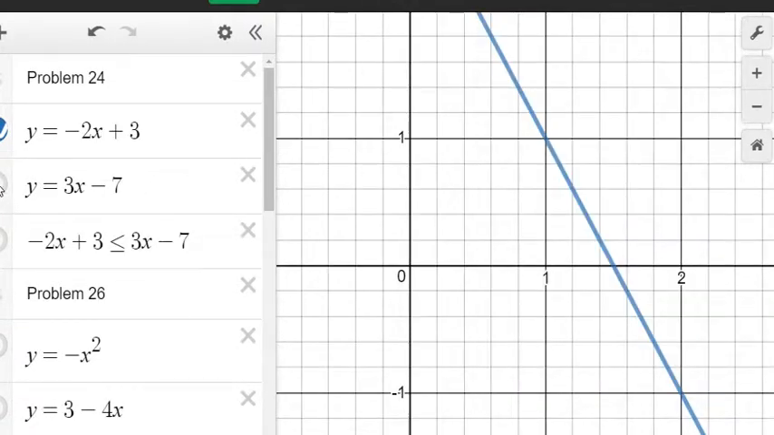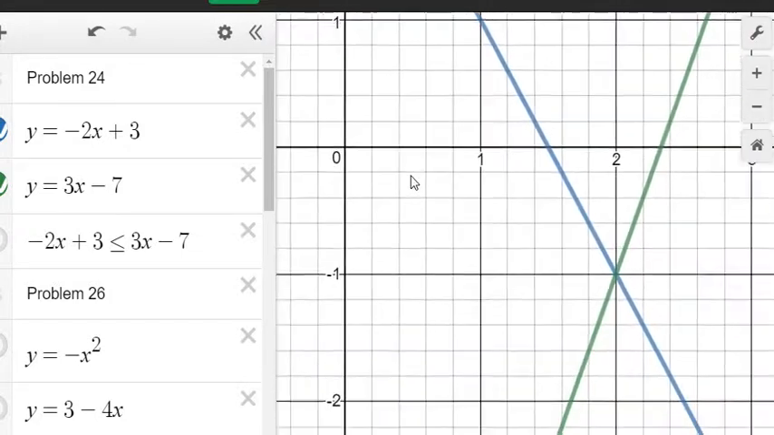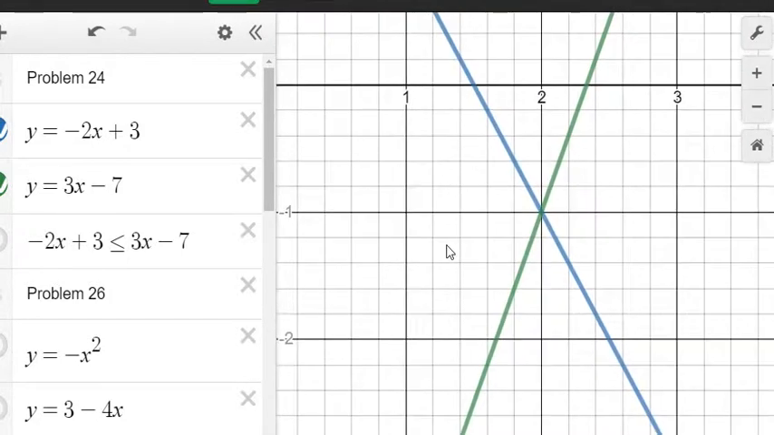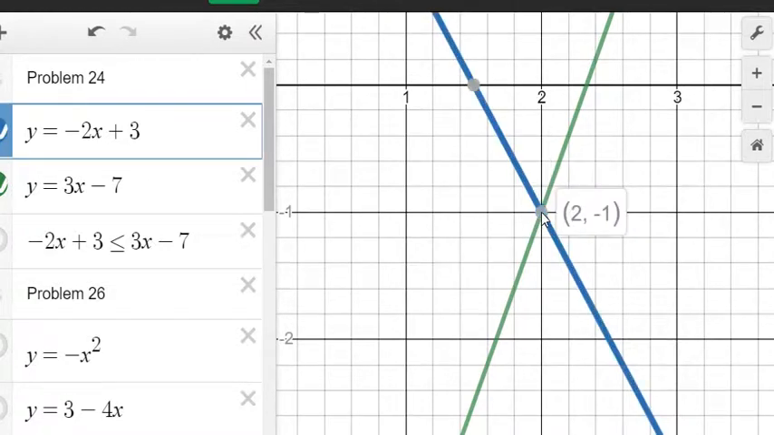And let's turn on both of these. And you can see that they cross each other. You can click and drag so you can see where they cross each other. They cross each other at the point 2, -1. But we're looking for the value of x where they cross each other. And so that's going to be at x equals 2.